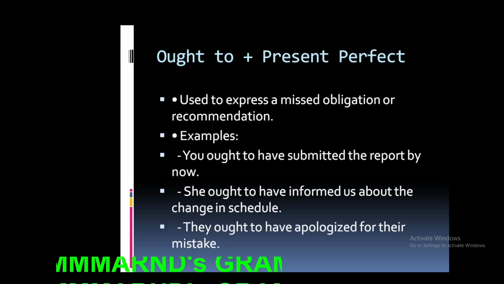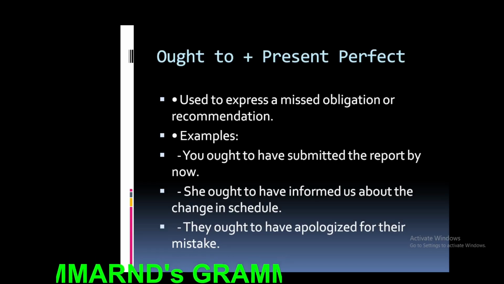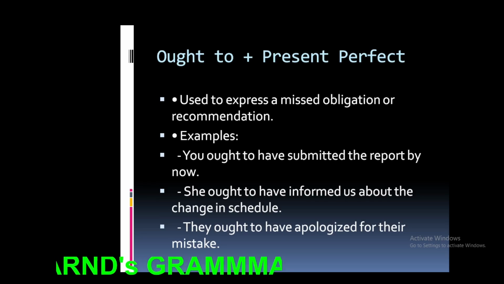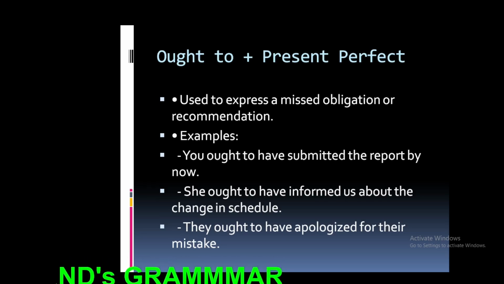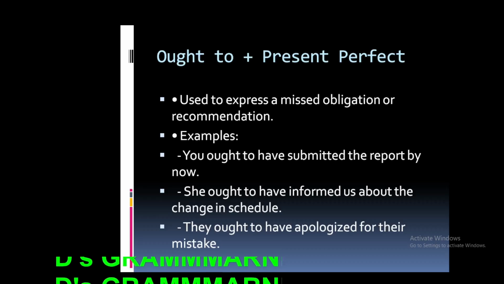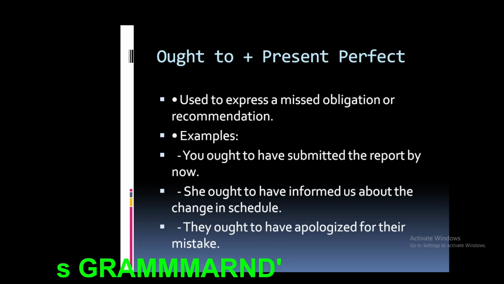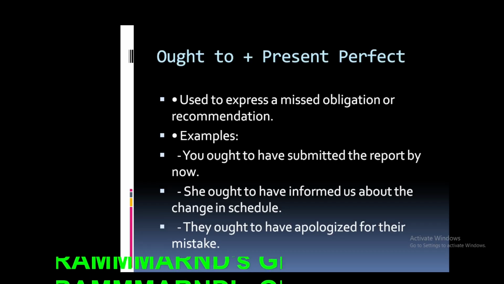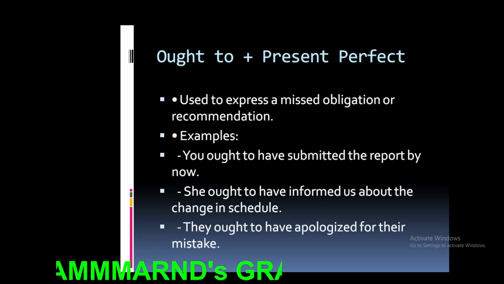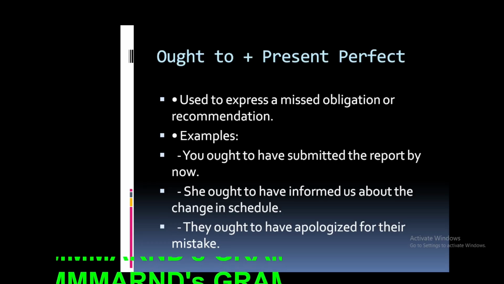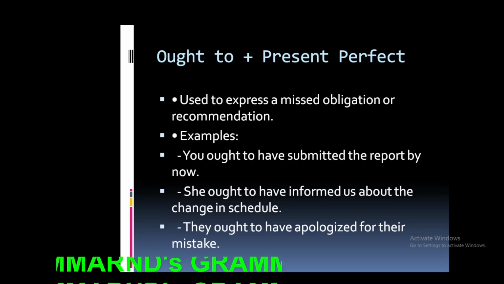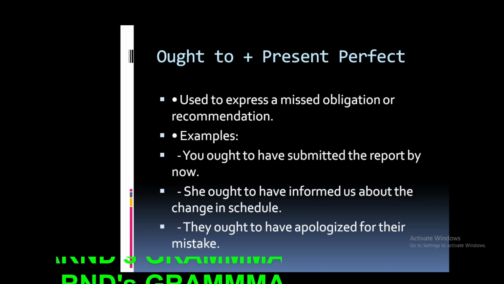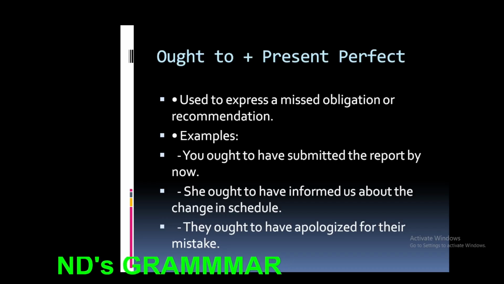Here is the example. You ought to have submitted the report by now. Here ought to plus have submitted, present perfect form of the verb submit. You ought to have submitted the report by now. This indicates that you had the obligation but you missed the obligation, or you could not submit the report.